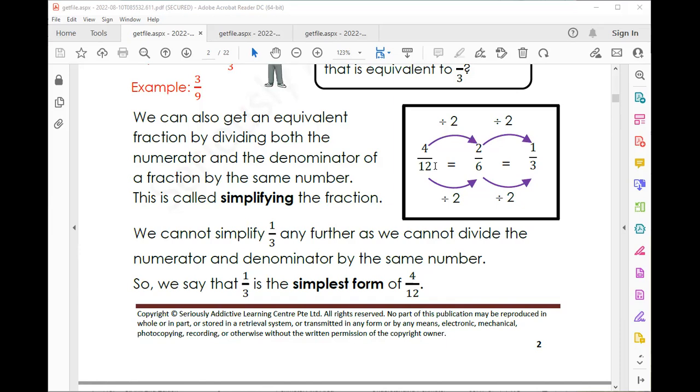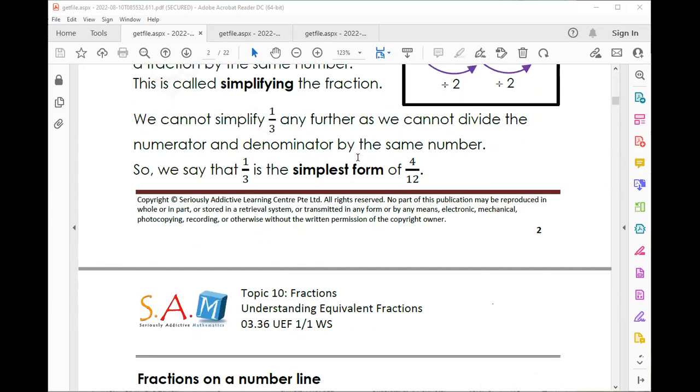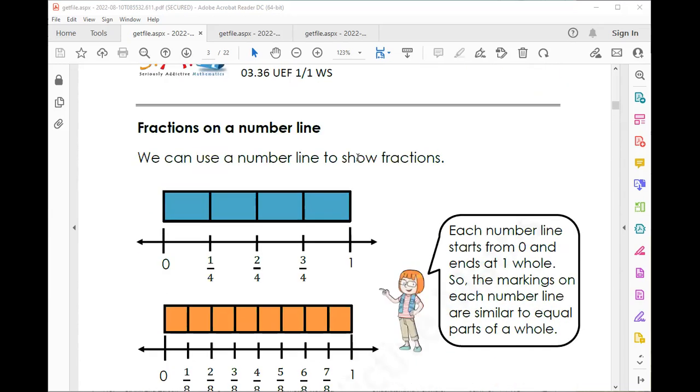Some kids will be able to do 4 divided by 4, and then 12 divided by 4, and you get 1/3 as well. So that's the simplest form. The simplest form is when you cannot divide further.